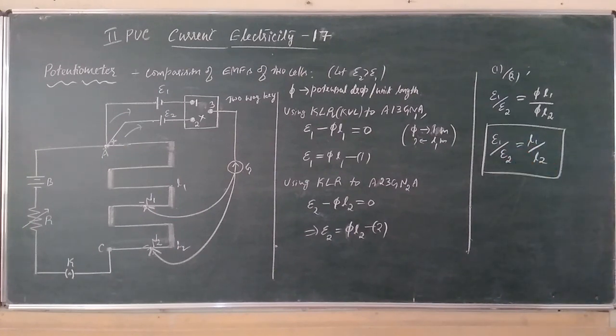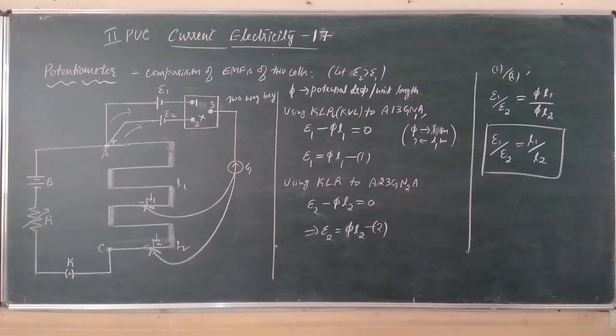So calculate L1 by L2. You are calculating the ratio of E1 to E2. That means you are comparing. Comparing means you are taking the ratio of E1 to E2. So usually, using this equation we find out the value of the unknown EMF of a cell.